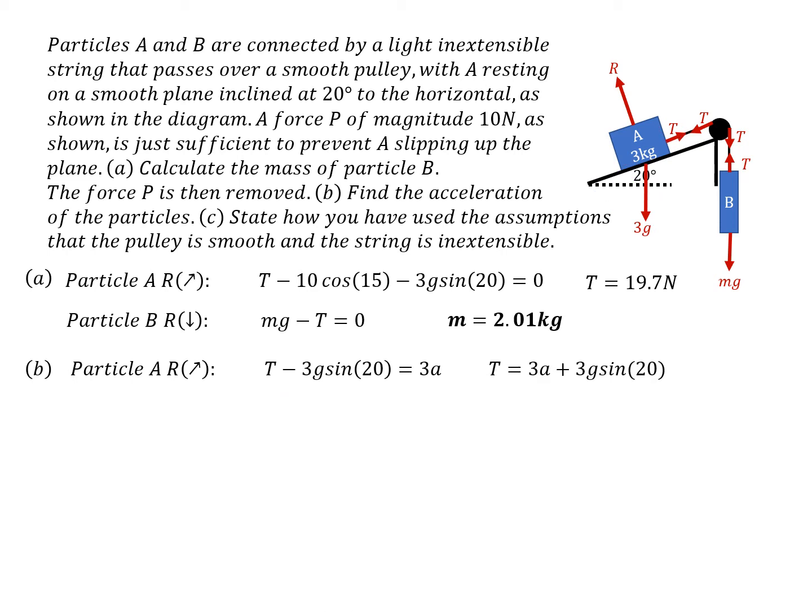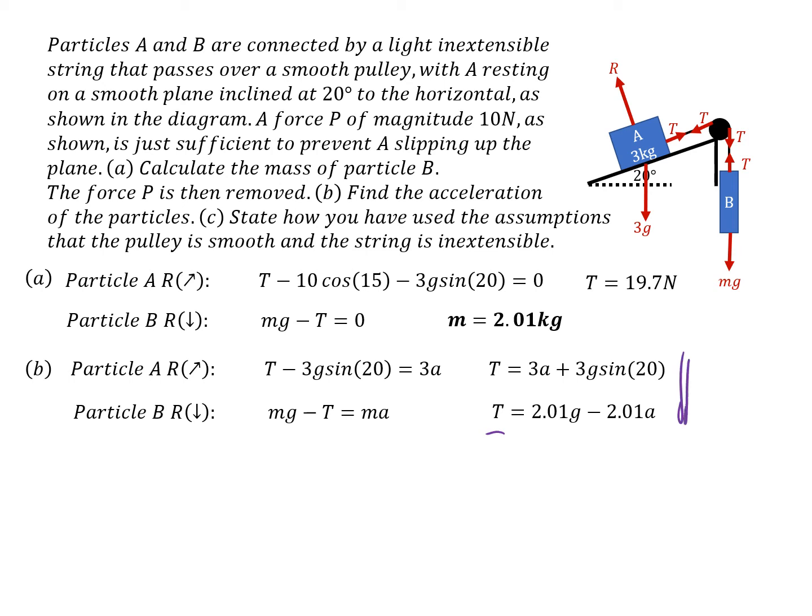So we can write down an expression for T, the tension in the string. Then we can resolve for particle B downwards again, and this time it's mg minus T equals not 0 this time, but m times a, the acceleration. We know that the mass is 2.01, so I've got another expression for the tension here, 2.01g minus 2.01a. So I've got simultaneous equations here.